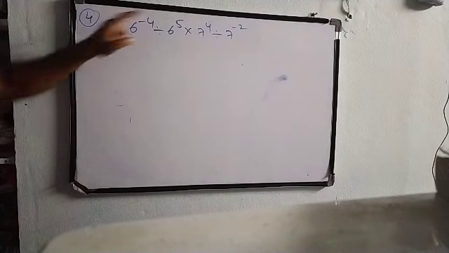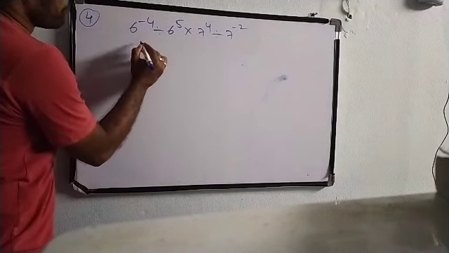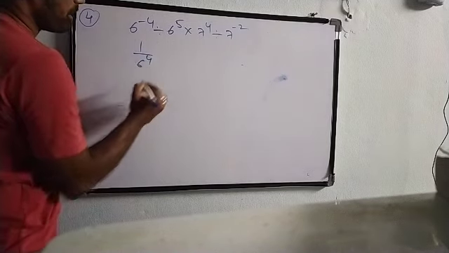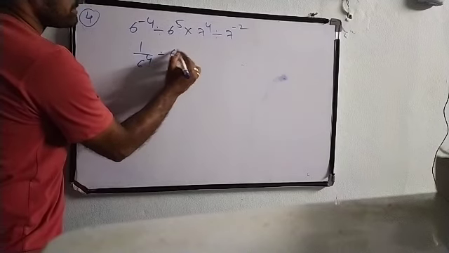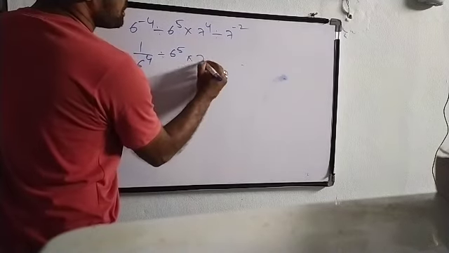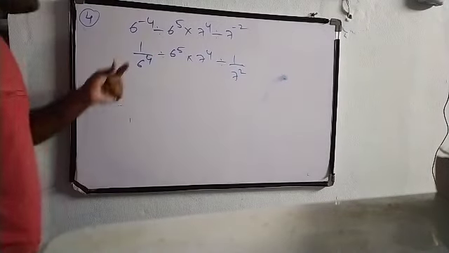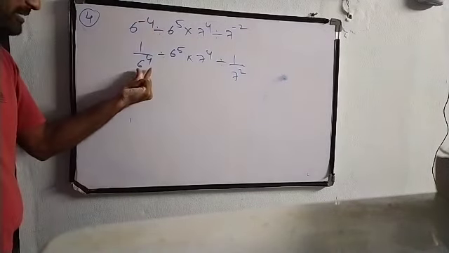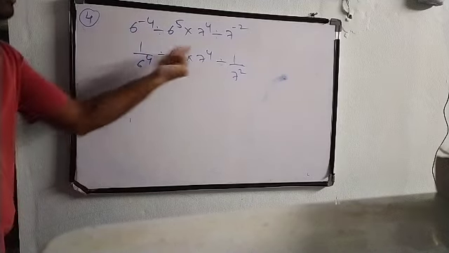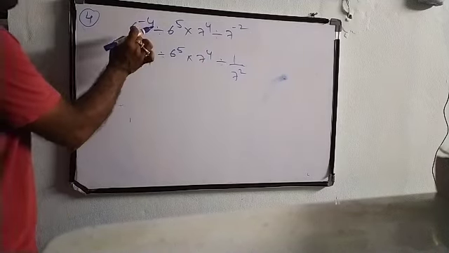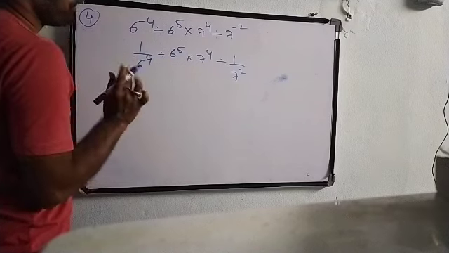So whenever a negative power is there, we can write 1 by positive power. So 1 by 6 power 4 here divided by 6 power 5 into 7 power 4 divided by 1 by 7 square. The number and power will be the same, but instead of the negative symbol it will become a positive symbol here. So whenever you see a negative power, you can write 1 by positive power.